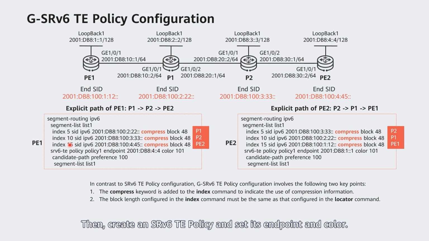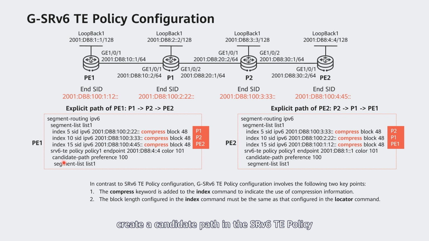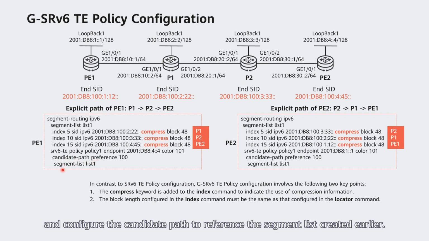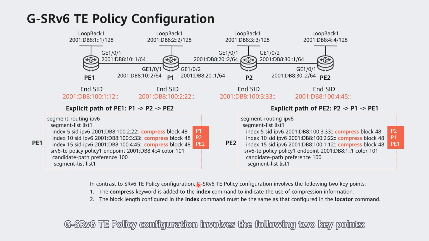Then, create an SRv6 TE policy and set its endpoint and color. Ensure that the endpoint value is the loopback address of the endpoint node. Finally, create a candidate path in the SRv6 TE policy and configure the candidate path to reference the segment list created earlier. In contrast to SRv6 TE policy configuration, G-SRv6 TE policy configuration involves the following two key points.